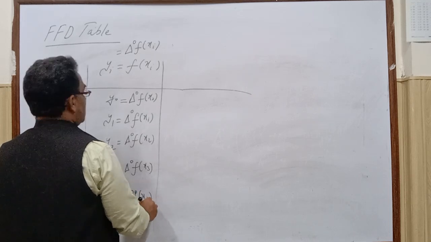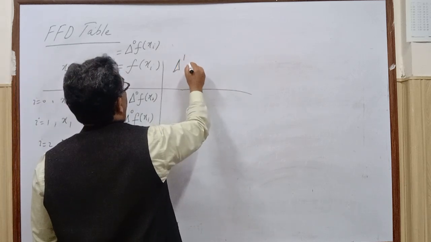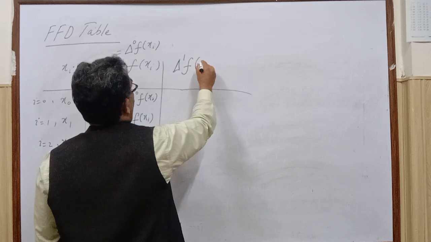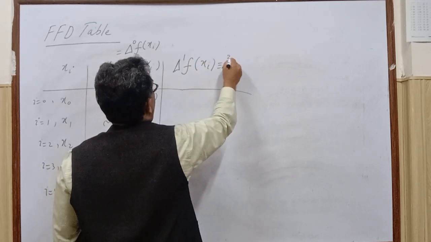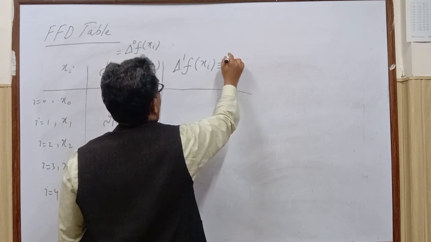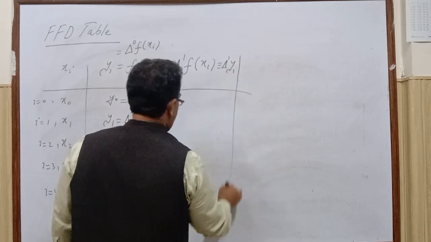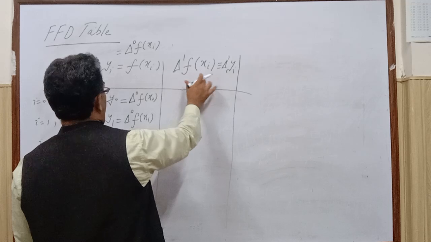Now for the first order FFD, we write it like this, delta 1 yi. Okay, so this is the first order forward finite difference.